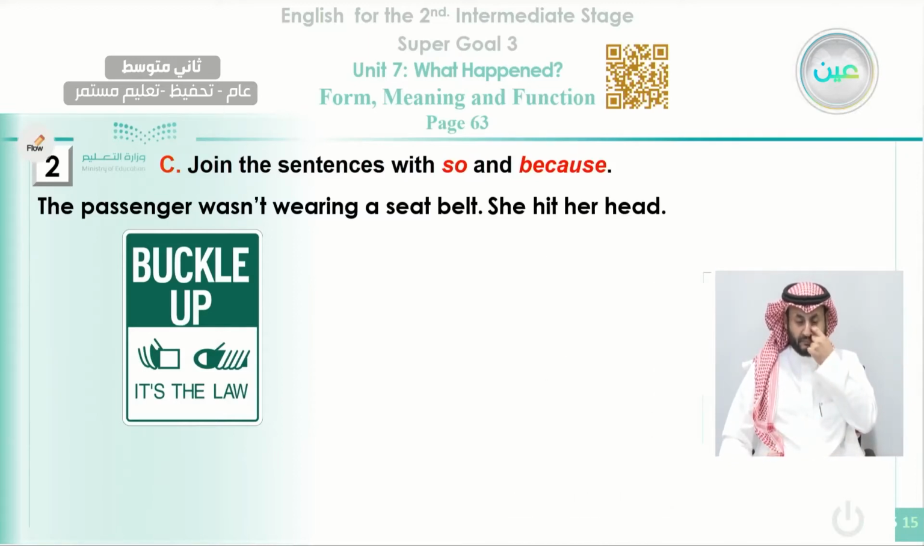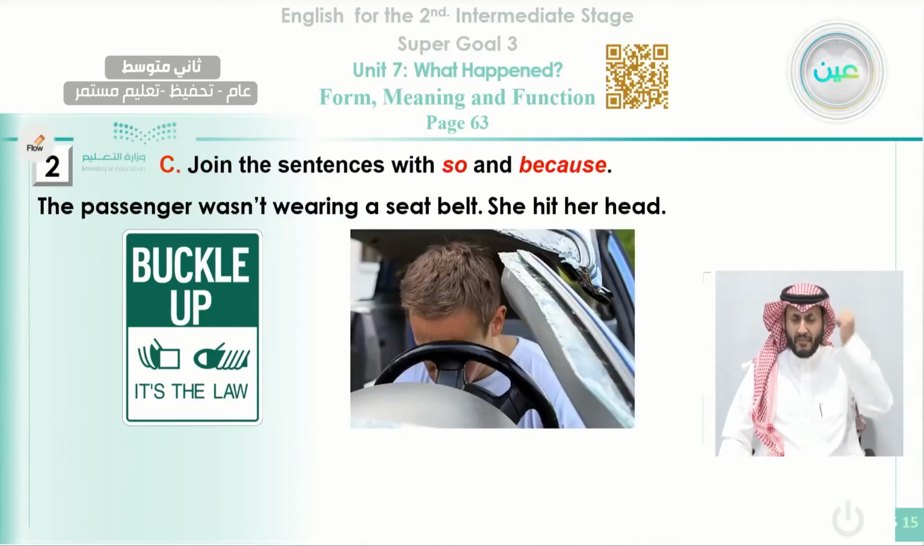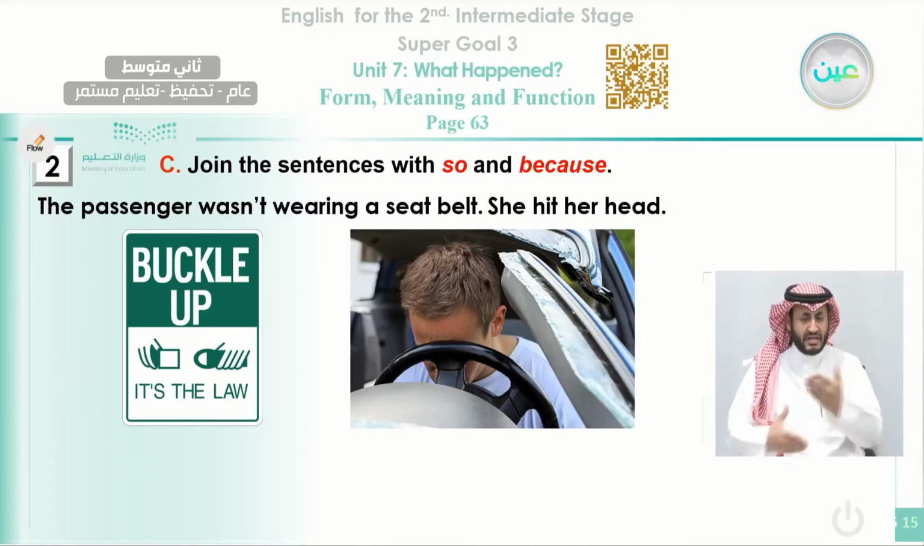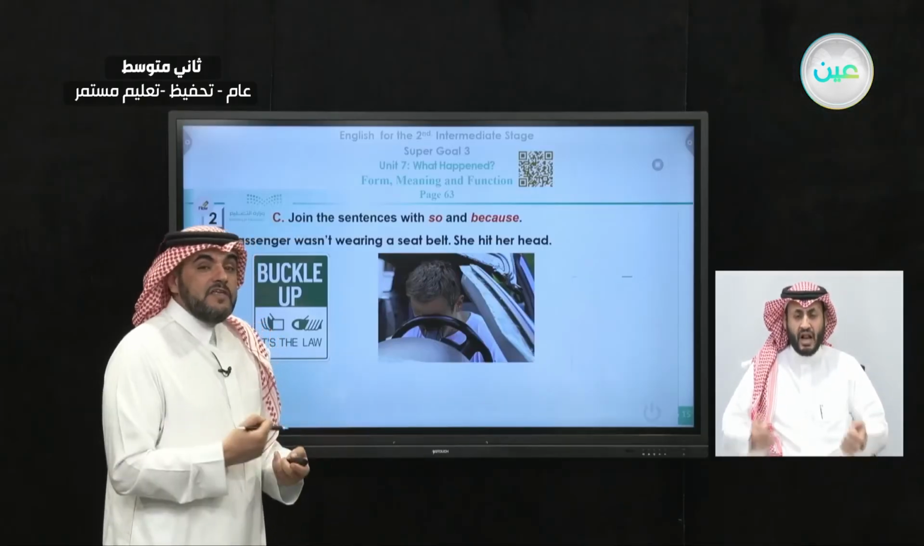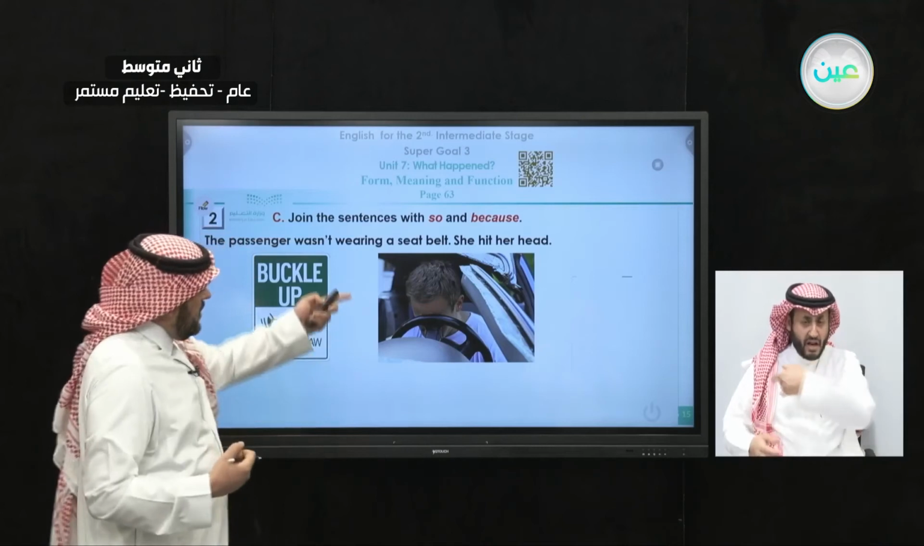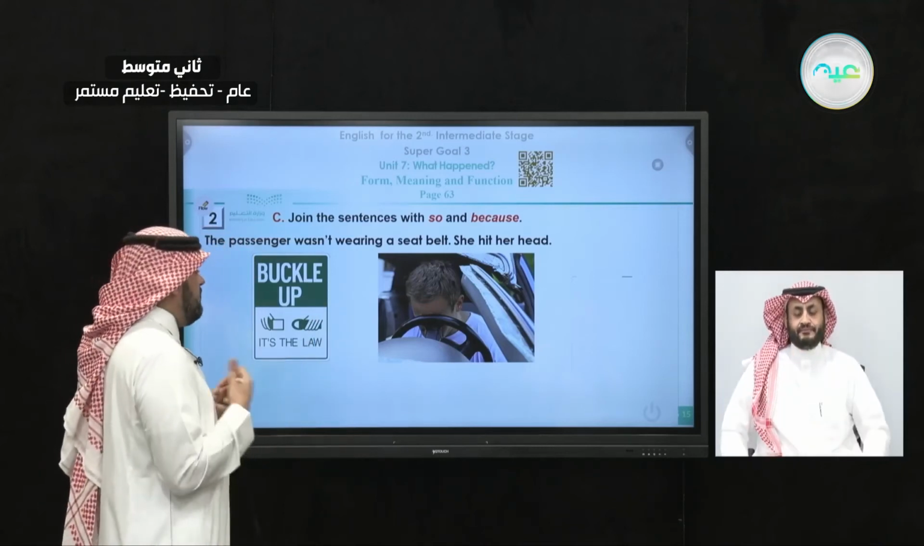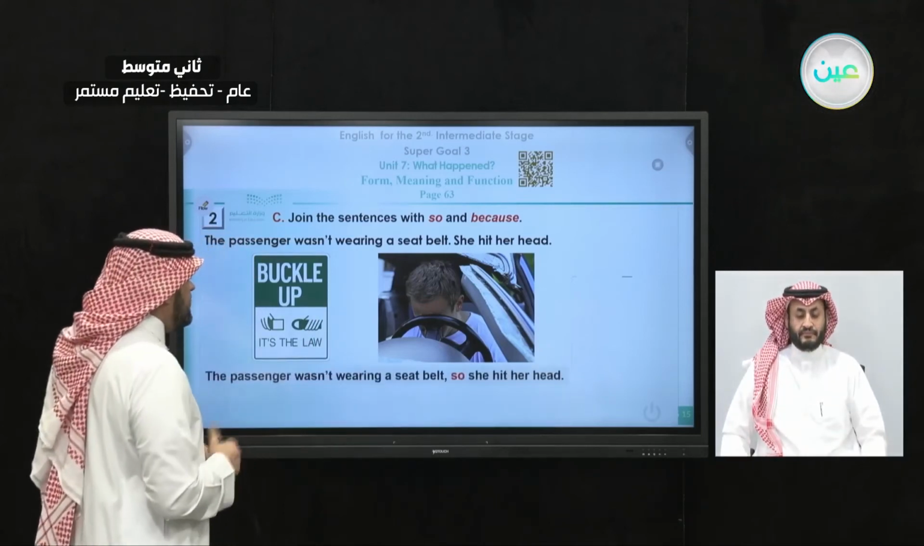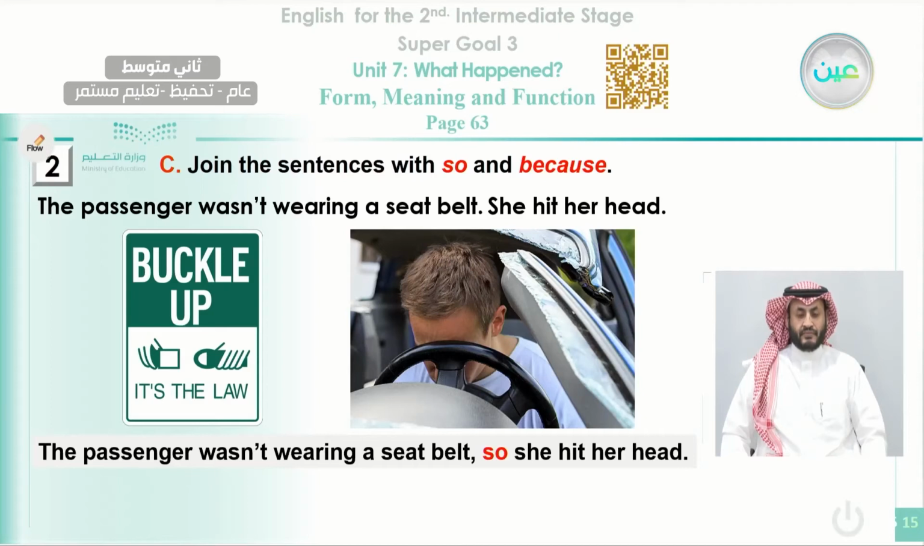The other one, she hit her head. Look at her head here, or his head, on the steering wheel, as you can see here. And this is very dangerous for the head. If the person or the driver is not fastening the seat belt, that might happen, and it is very dangerous for the driver. The passenger wasn't wearing the seat belt, so this is a result.